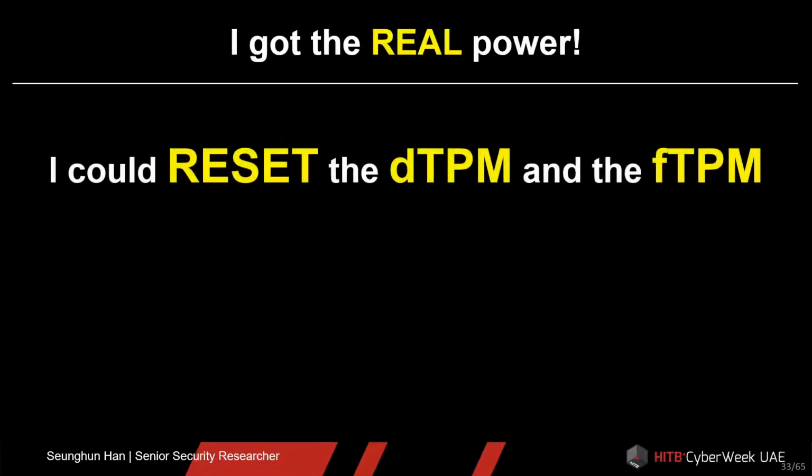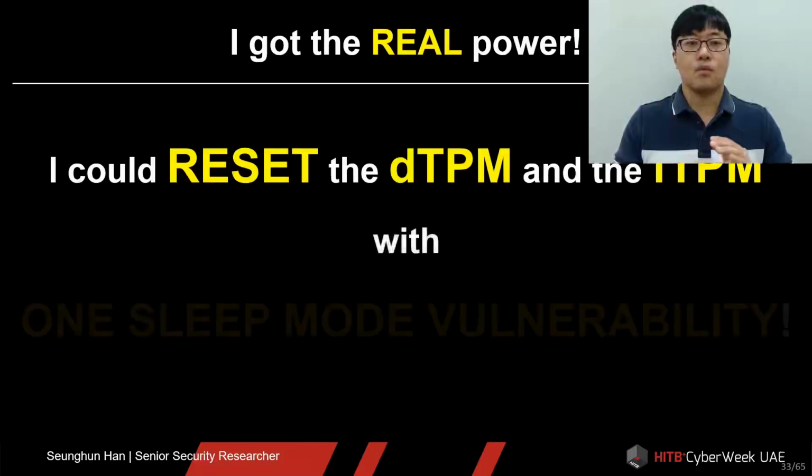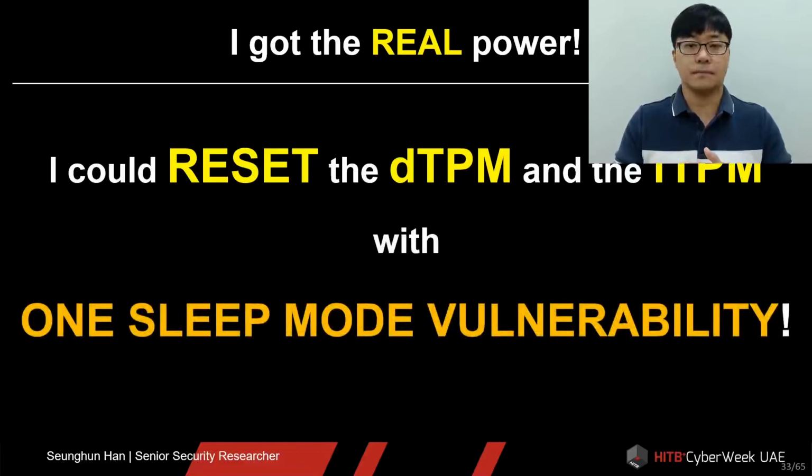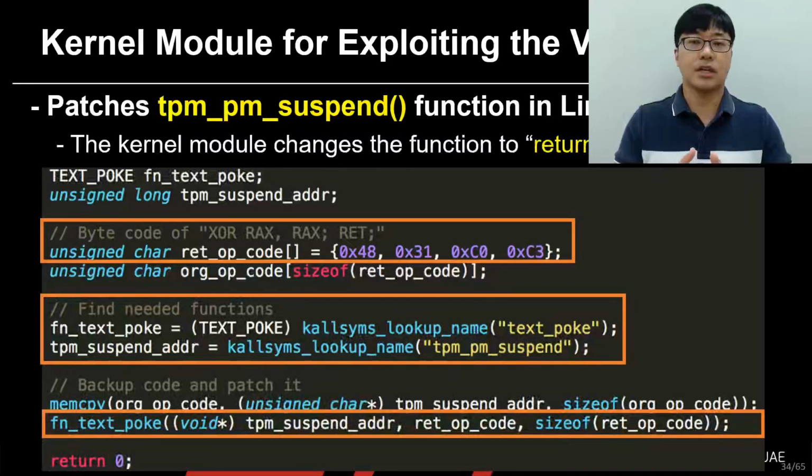All right, I got the real power. I could reset the DTPM and FTPM with one sleep mode vulnerability. Let's exploit it. The kernel module for exploiting the vulnerability patches the tpm_pm_suspend function in the TPM driver. The function is invoked by the kernel during sleep and sends the TPM2 shutdown state to the TPM for saving the current state. The kernel module changes the function to another function like this. Yeah, it's a very simple code.